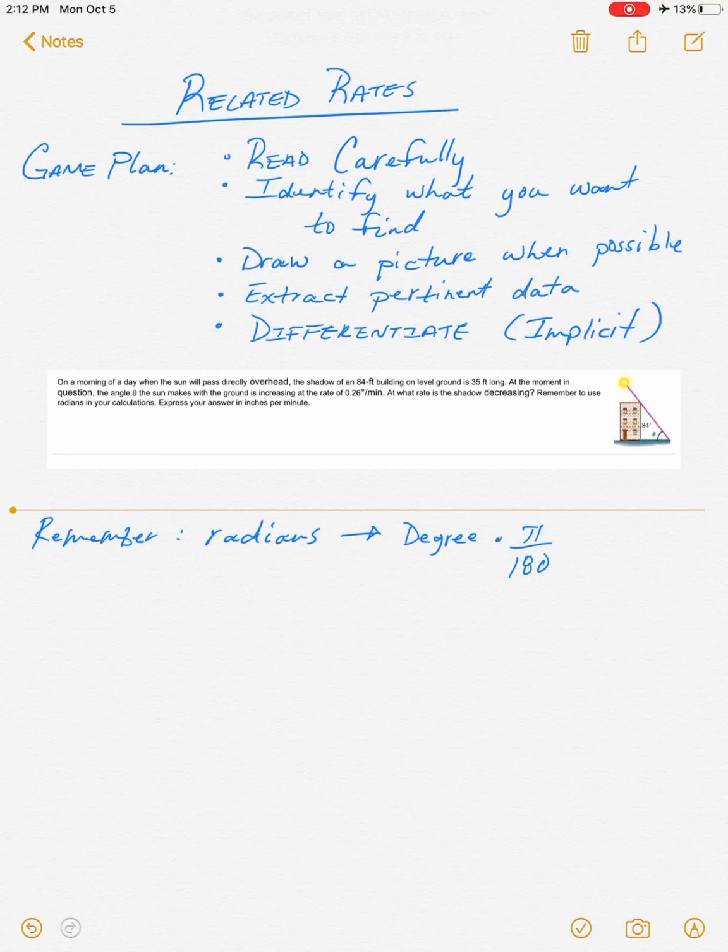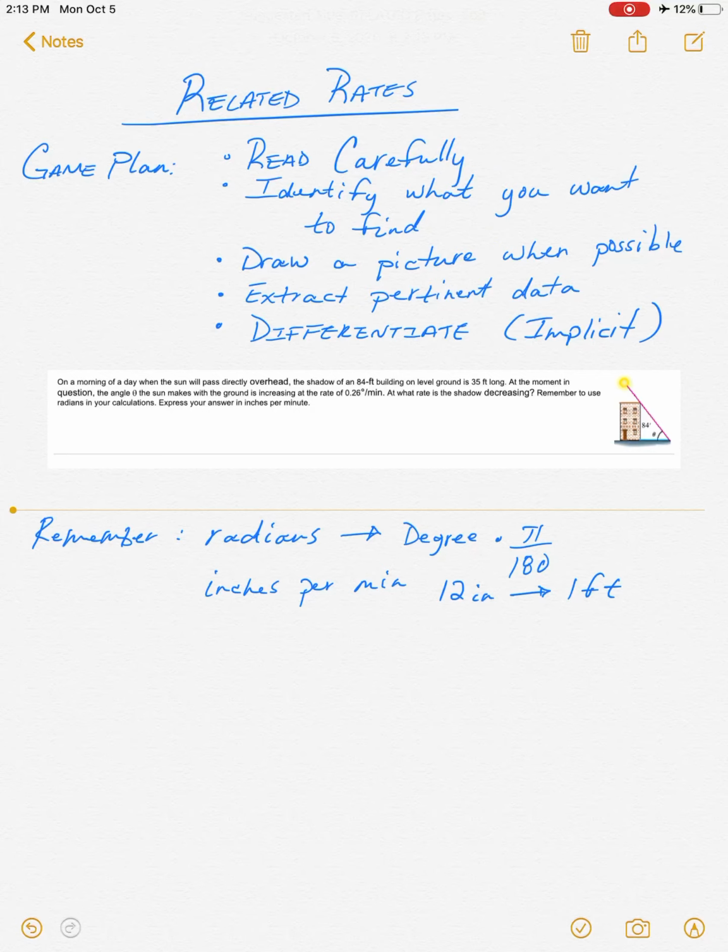And it also says make sure your answer is in inches per minute. But it gave us the doggone problem with everything in feet. But it's okay. We know that there are 12 inches per 1 foot. All right, so that is careful reading, catching those little intricate details right there.